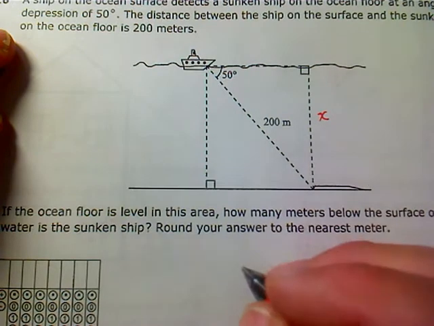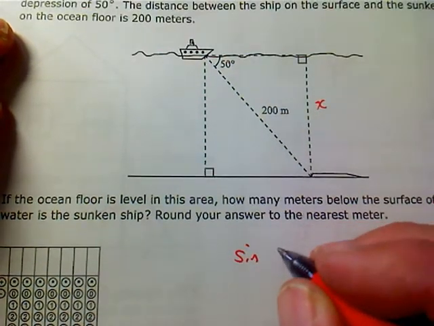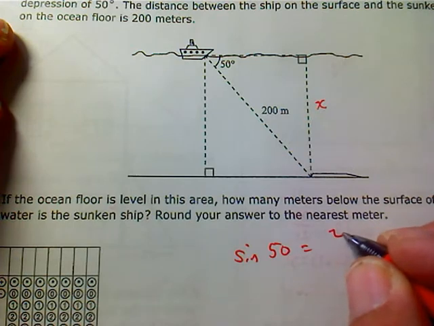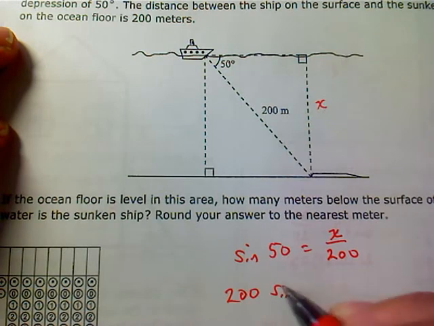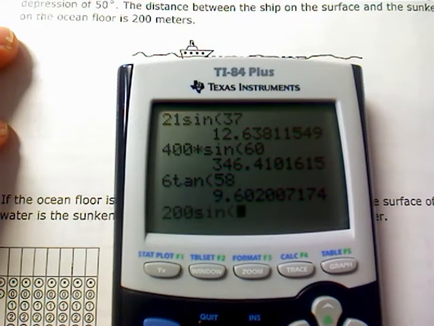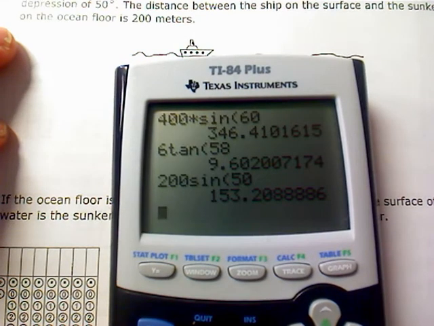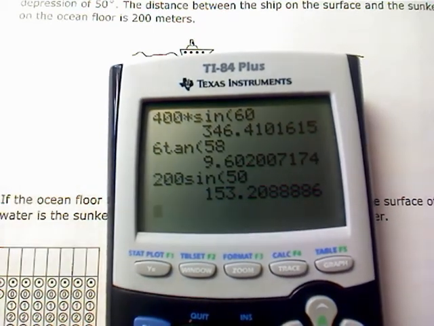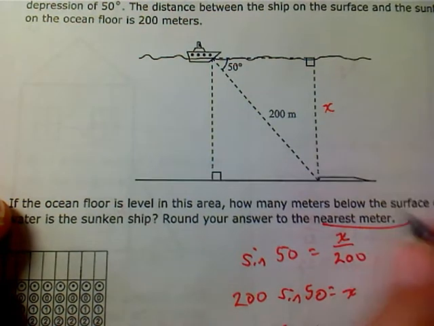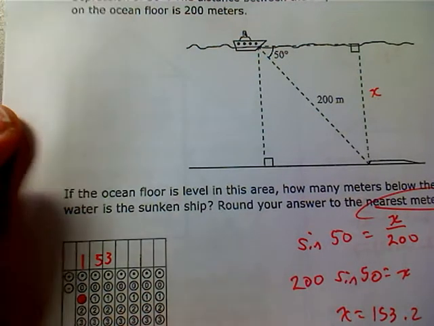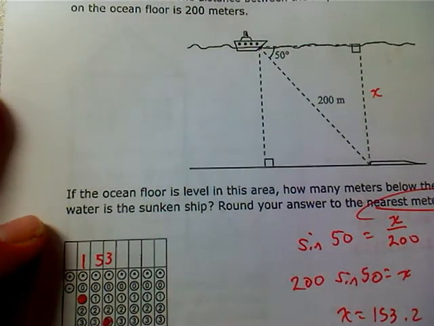So from this angle, I've got the opposite and the hypotenuse. That's the sine of 50 is the opposite over the hypotenuse. So 200 times the sine of 50 gives me 153.2. And it says nearest meter, so I write 153 in here. 153.